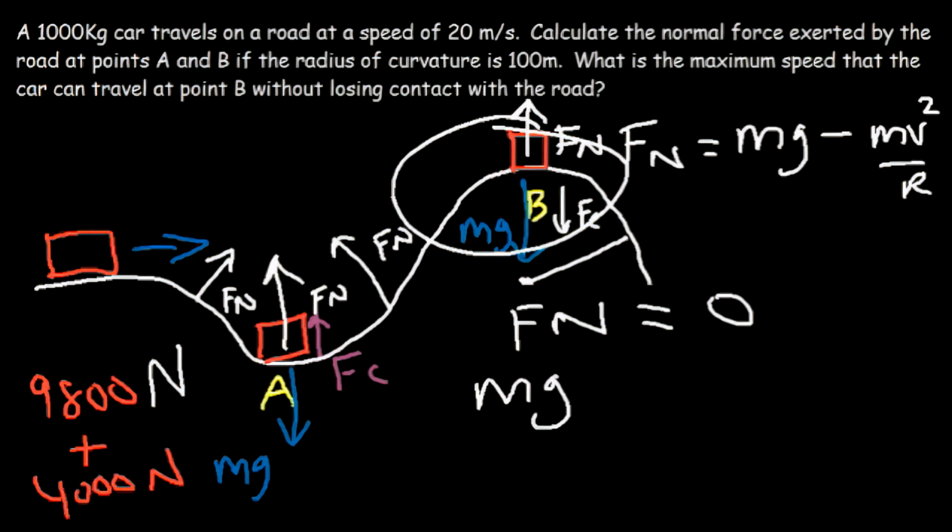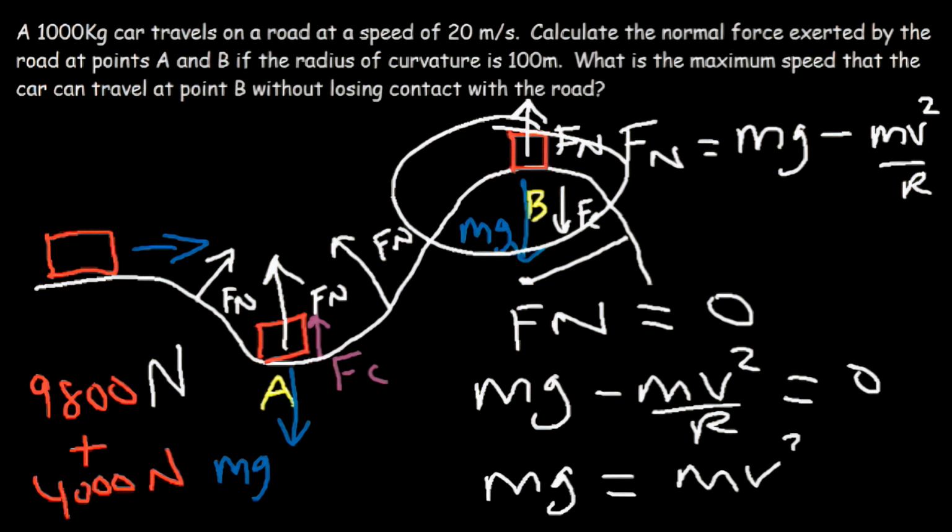So mg minus mv squared over r must equal 0. So if we add mv squared over r to both sides, you can see that mg is equal to mv squared over r. And if we divide by m, we get this equation.